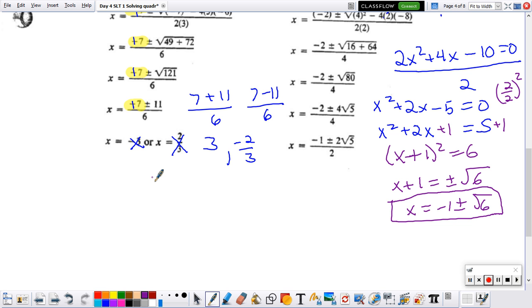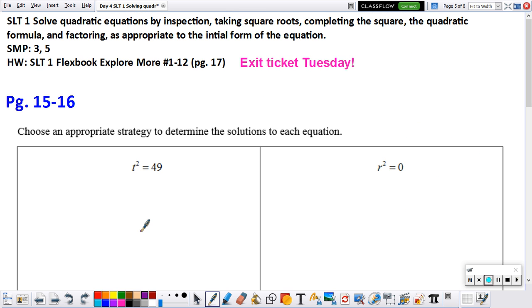Alright, what I would like you to do now, on pages 15 and 16 of your packet, there are like 10 problems. I want you to work on those 10 problems and solve them using the most efficient method. Then feel free to unpause the video and come back and check them. So, go ahead and work.